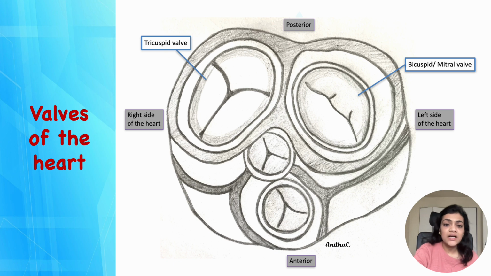The lower two valves are the ventriculo-arterial valves or the semilunar valves. The semilunar valves are named such because their cusps are reminiscent of a half moon.